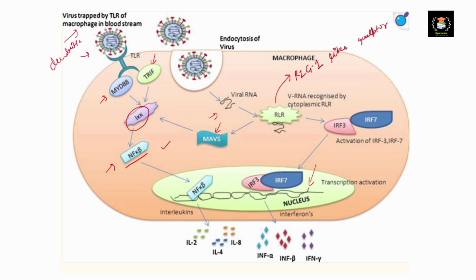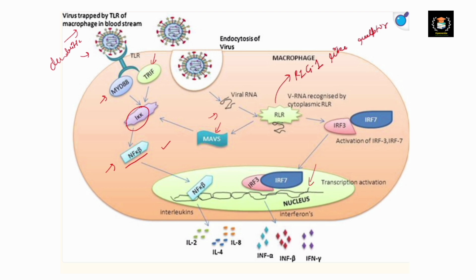What will it do? It will activate NF kappa B. How will it activate? It will activate IKK. This IKK will activate NF kappa B. NF kappa B acts as a transcription factor, goes to the nucleus and releases several interleukins and interferons.